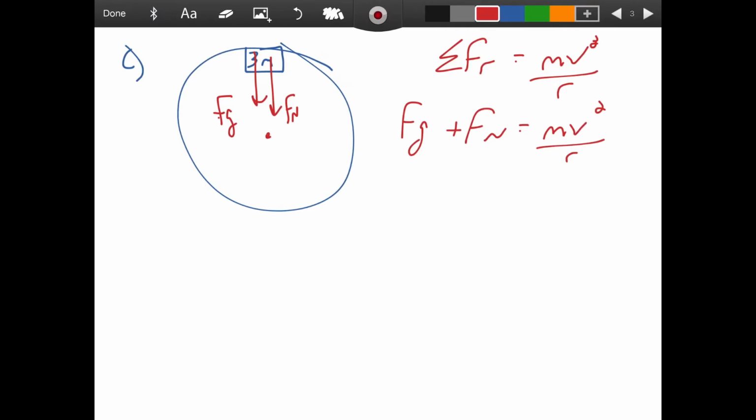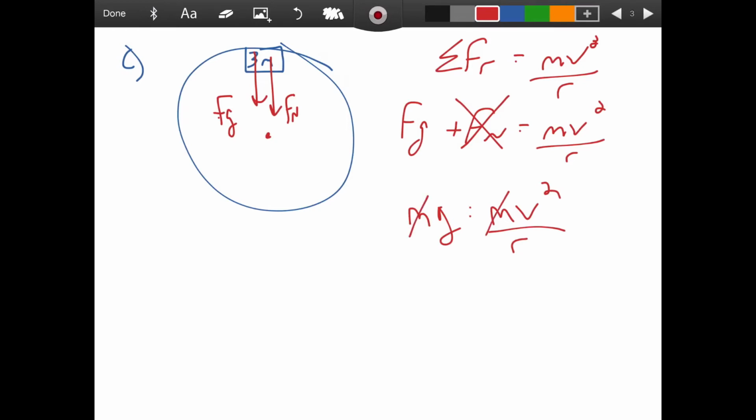Now, the minimum speed for it to remain in contact, if we think about that, if we're going too slow, we would fall down and we wouldn't make it across the loop. So in that case, the minimum speed for it to remain in contact with the track, the normal force will go to 0. So I can plug in for a force of gravity, mg equals mv squared over r. And whether you plug in 3m or just cancel the m's, we get this.